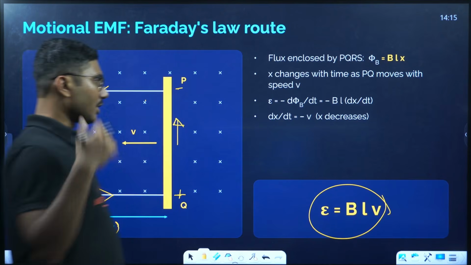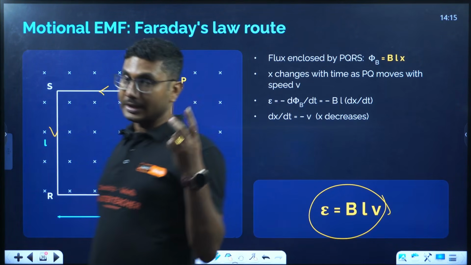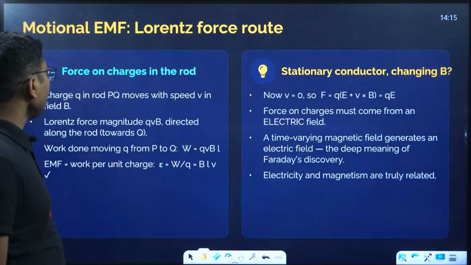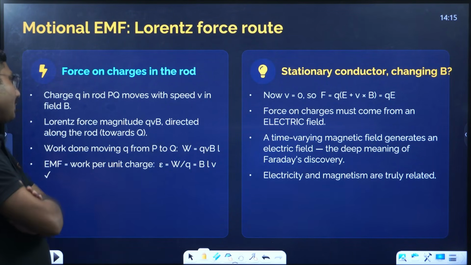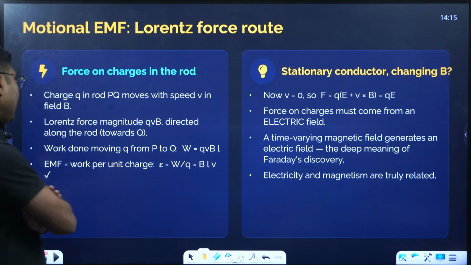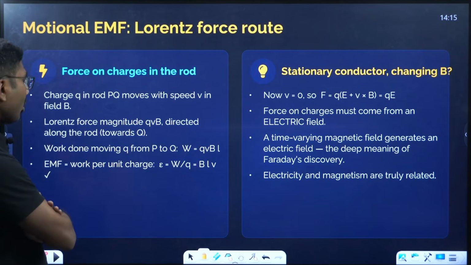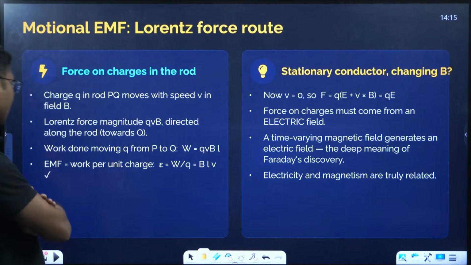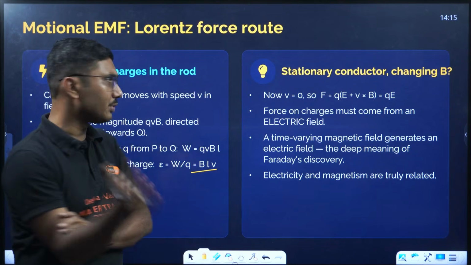There was once one question in your model question paper, you can do and check that out if you want. Now next is force on the charge in the rod. So charge Q in the rod moves with speed V in the field B. Lorentz force magnitude is QVB directed along the rod towards Q. Work done moving from P to Q is QVBL. EMF, work done per unit charge, is given by BVL. This is another derivation, you can do it that way also.